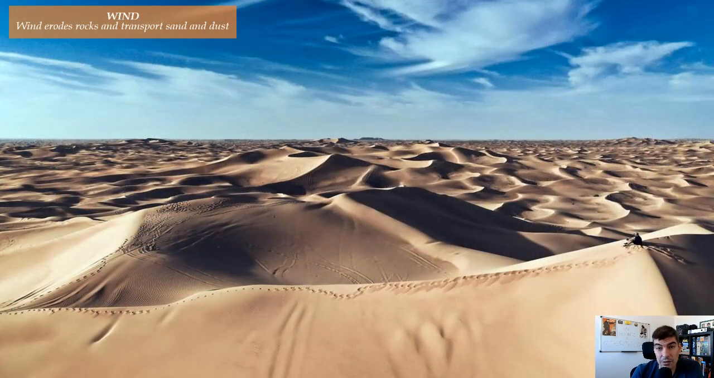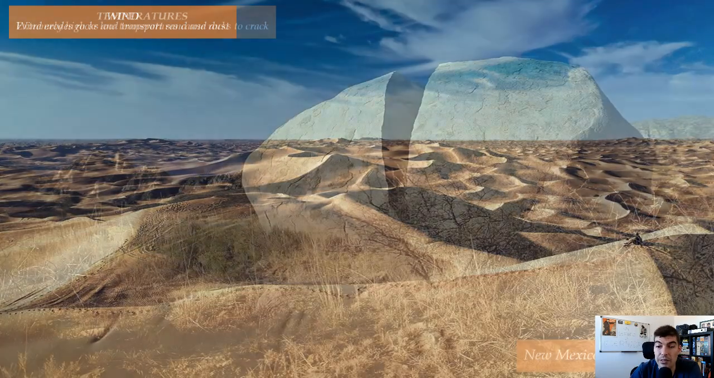Then we have the other agent, the wind. How the wind works. The wind erodes rocks and transports sand and dust. What is the most iconic example of this relief caused by the wind? The deserts, okay, and the dunes. Each one of these little mountains are the dunes, las dunas, and they are caused by the wind.